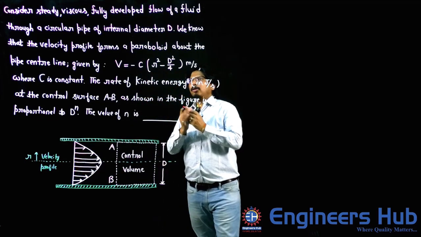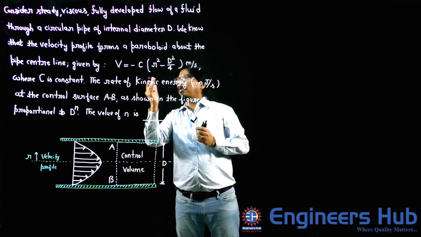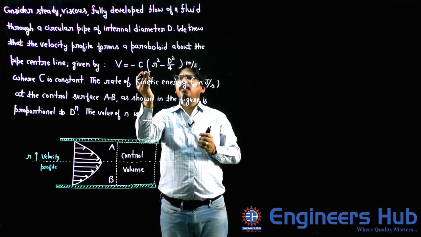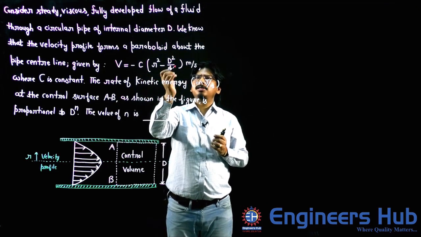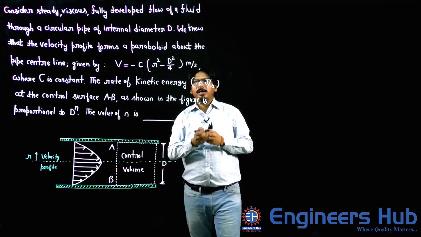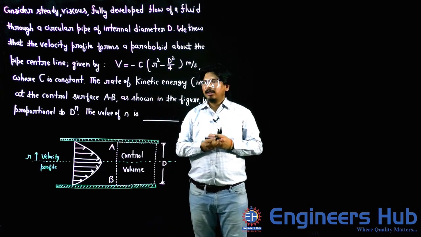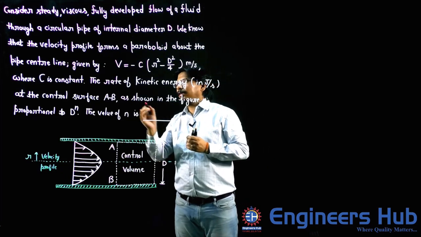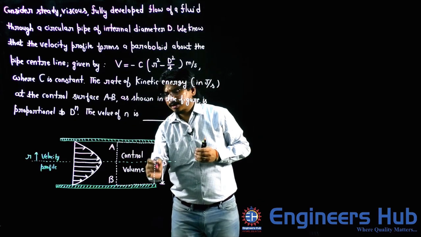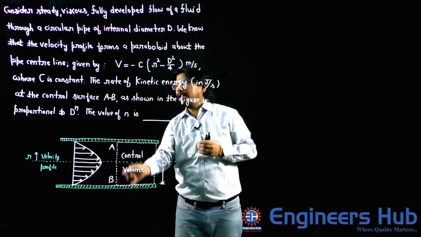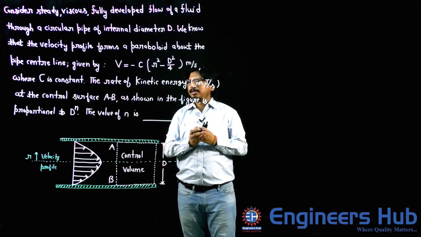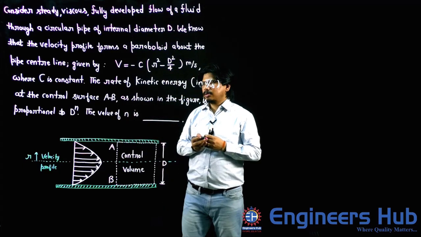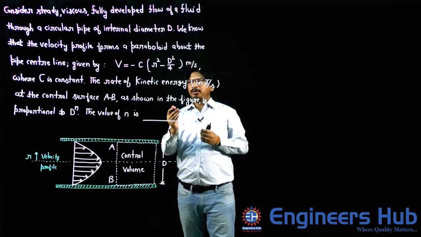So, the velocity profile forms a paraboloid about the pipe center line, given by V is equal to minus C into (small r square minus D square by 4), in meter per second, where C is a constant. The rate of kinetic energy in joule per second at the control surface AB. Look at here, this is the control volume. He is asking at AB the rate of kinetic energy as shown in the figure is proportional to D power n. So, diameter power n, the value of n is.